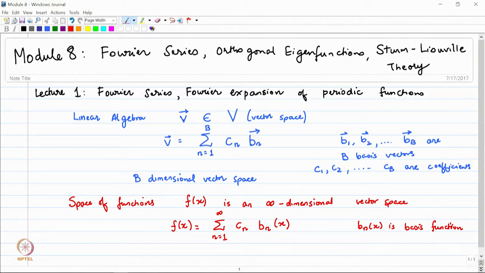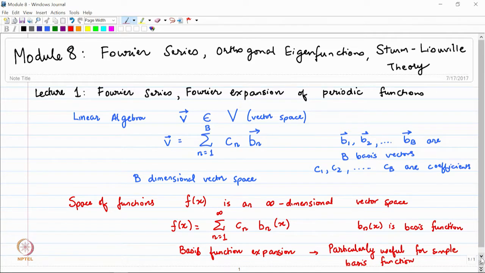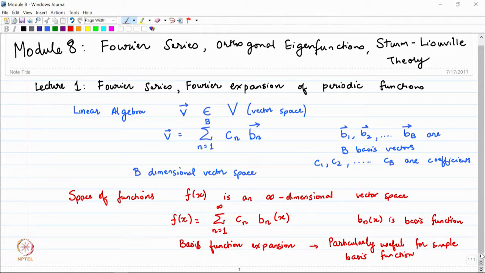In general you can think of this as basis function expansion. What it says is that you can take any function and expand it as a linear combination of basis functions. Now, why is this helpful? This is particularly useful if the basis function has some simple form. Now, this is the motivation for introducing the Fourier series.